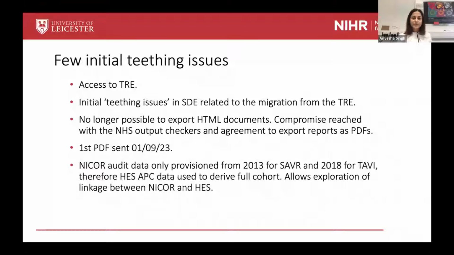The other hurdle we came across is that we found out that the NICOR audit data, unfortunately, is not provisioned from the beginning of its existence. And for SAVR, we only have access from 2013, and for TAVI from 2018. So what we've decided to do is really use the HES APC data as our main data source, but we're going to look at the subgroup of the audit data as well. And this will allow exploration of how well the two sets link and what the match is between the two. And we may also do a subgroup analysis with more detailed information from the audit.